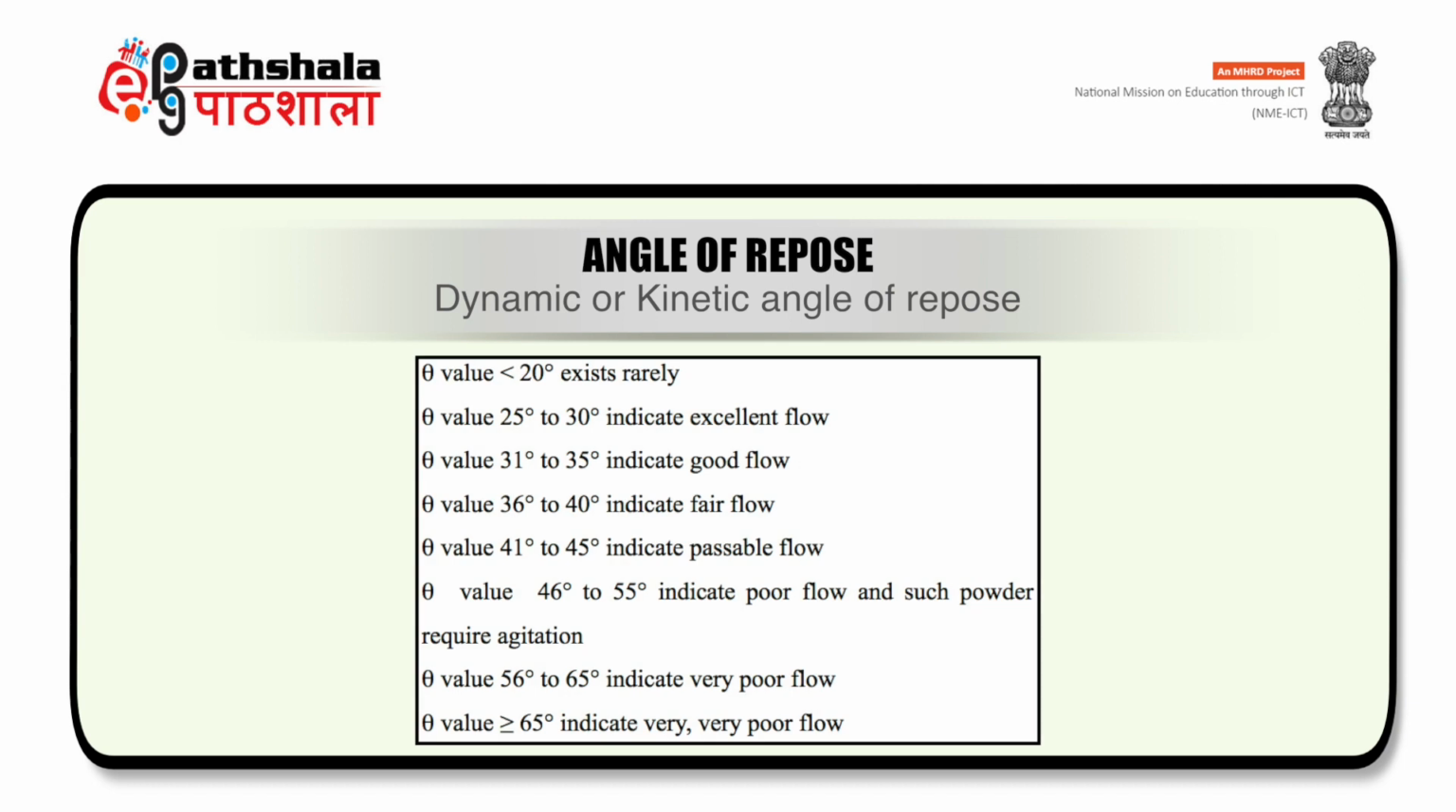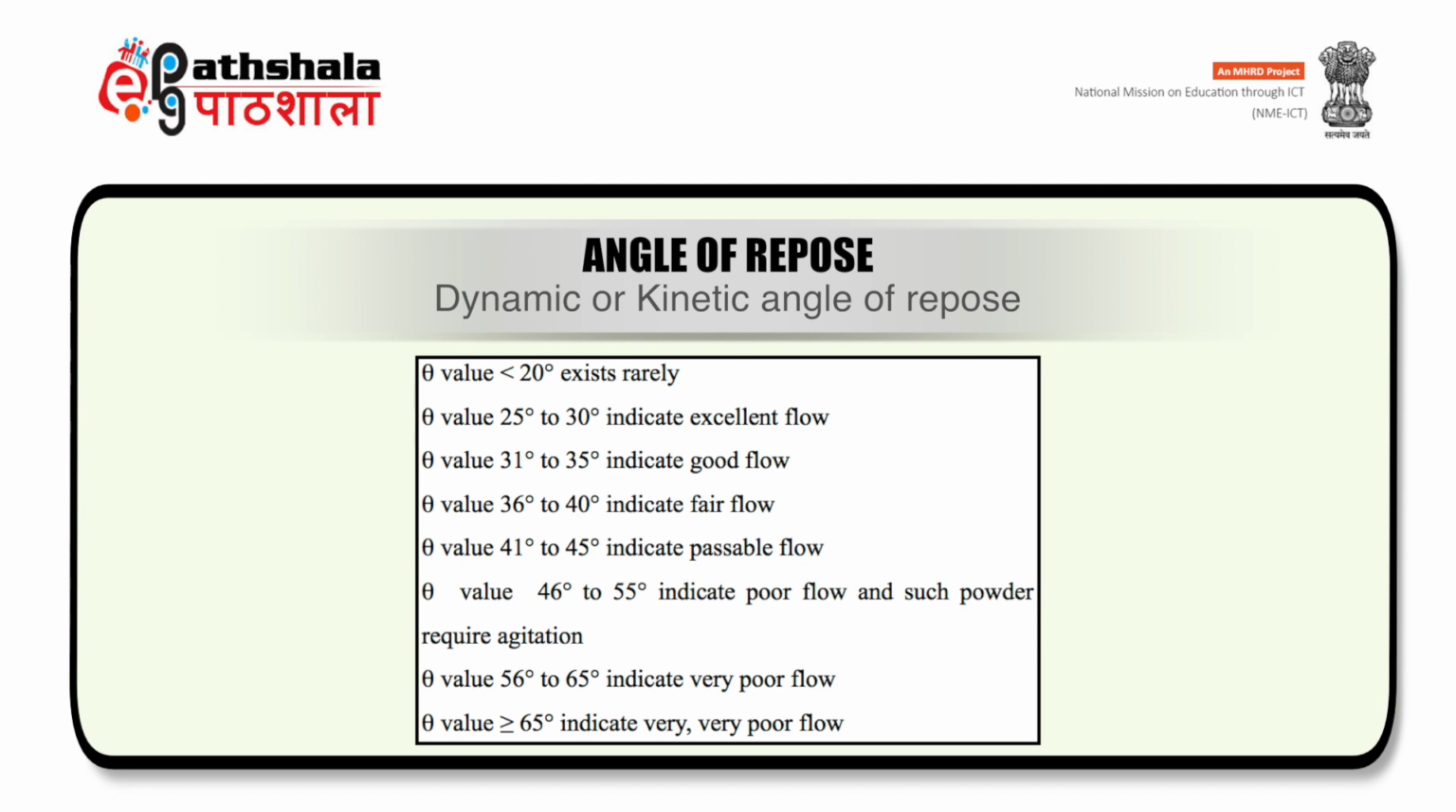Now we discuss the importance of the value of theta in terms of flow behavior. Theta values less than 20 exist rarely. Theta values from 25 to 30 indicate excellent flow properties. Theta values between 31 to 35 indicate good flow. Theta values from 36 to 40 indicate fair flow behavior. Theta values from 41 to 45 degrees indicate passable flow.